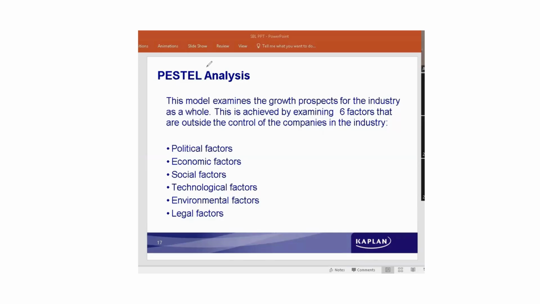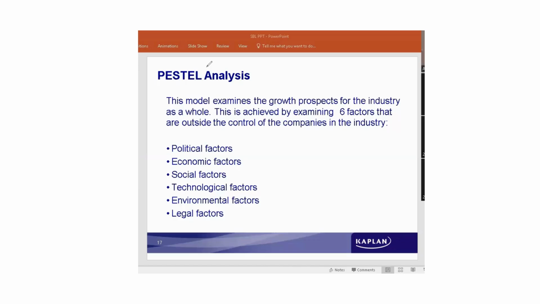The last one is legal. It talks about rules and regulations that are given out from time to time, which have to be followed by the organization. Those are called legal factors. So political, economic, social, technological, environmental, and legal.